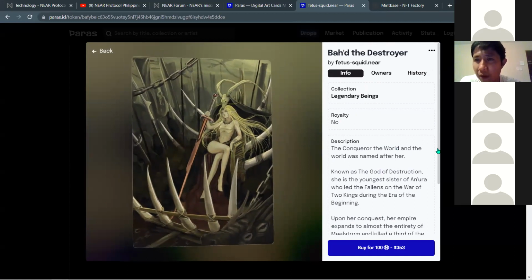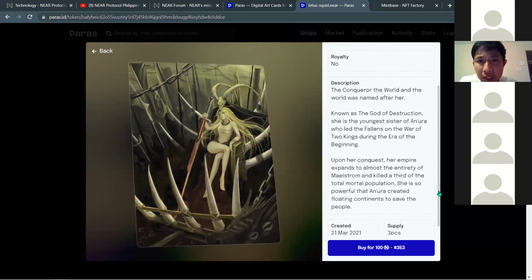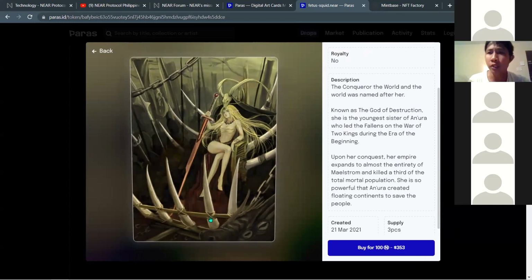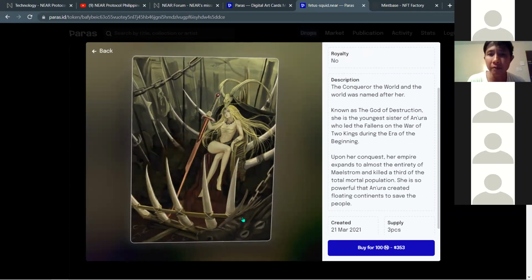So if I were to read, just basahin ko lang, please bear with my English. Sabi dyan, the conqueror of the world, and the world was named after her. Known as the god of destruction, she is the youngest sister of Anura, who led the Fallens in the war of two kings during the era of the beginning. Upon her conquest, her empire expands to almost the entirety of Maelstrom and killed a third of the total mortal population. She's so powerful that Anura created floating continents to save the people. So, storyteller din kasi si Fito eh.